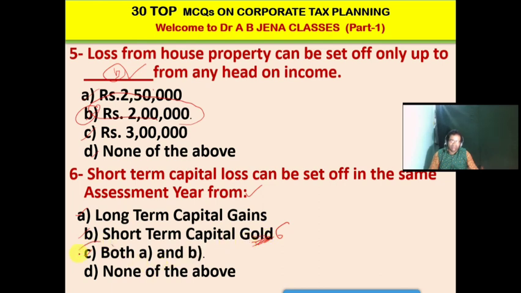So here the answer is C. The short-term capital loss can be set off in the same assessment year from both the long-term capital gains as well as the short-term capital gains. So C is the right option for this MCQ.